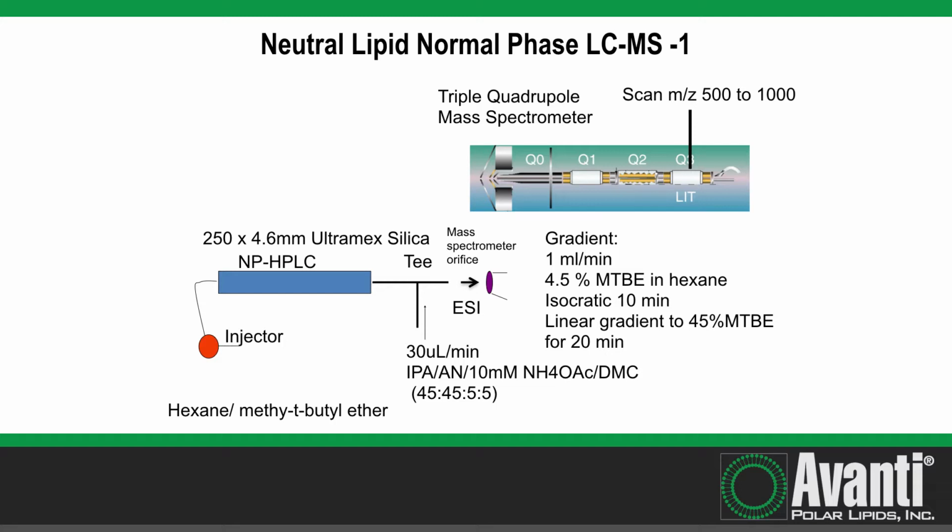So after the separation, we add a solvent which contains a salt to make it conductive, and we just tee that in, and so now it will undergo electrospray ionization. So we can effect separation under normal phase conditions in non-aqueous conditions and add an aqueous modifier at the end, and then we can carry out this experiment.